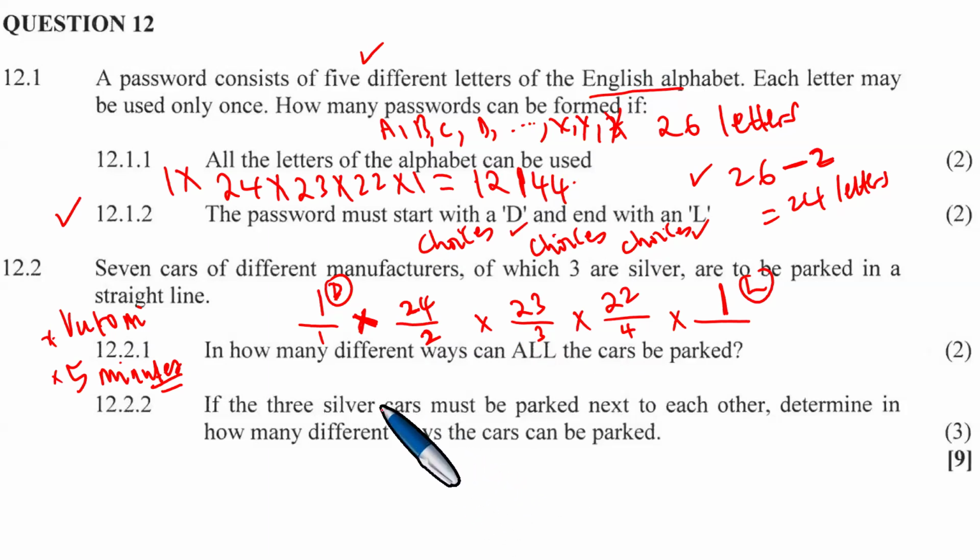Okay, right. So now the password must start with a D and end with an L. If it starts with a D and ends with an L, the question is how many can be formed? The number of passwords that can be formed will be exactly 12,144. And that exactly becomes the answer.